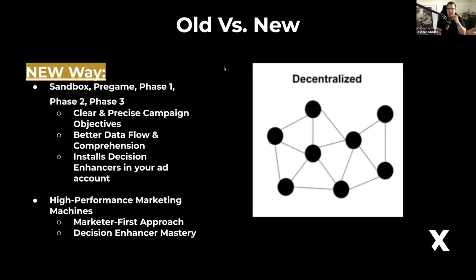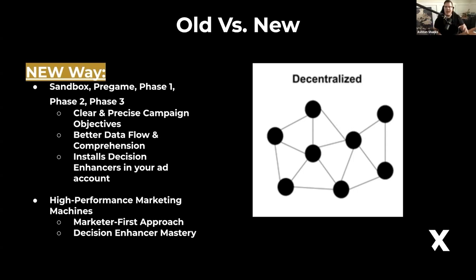So here's the new way, right? Same concept, decentralized account structures. This is what we want. We want a network of data that not only communicates to each other, but communicates back to you and allows you to be the puppet master at the top, to pull the strings, to move a campaign over here, move it over here, because ultimately you are in the driver's seat and you see the end goal, right?